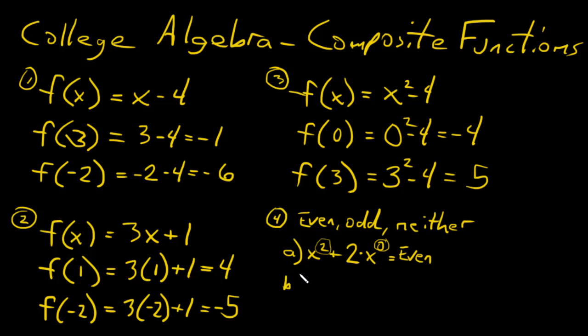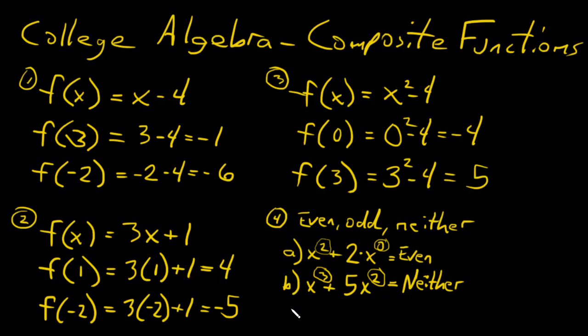Now for part B, we have x cubed plus 5x squared. For this one, the exponents are all we care about. We do not care about the numbers in front of the variable, just the exponent. This one has an odd exponent, and this one has an even exponent. When you have a combination of even and odd, you wind up with it not having either symmetry. So neither. That makes sense?